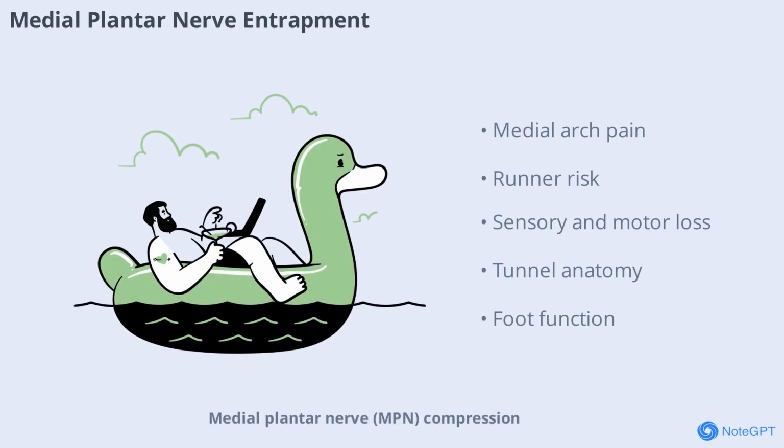Medial plantar nerve, MPN, compression commonly occurs near the navicular tuberosity, where the nerve passes through a tunnel formed by bone, soft tissue, and muscle. This condition is frequent in middle-aged runners, who often report aching or sharp pain in the medial arch of the foot during running. The MPN provides sensory and motor innervation to the sole and toes, making its entrapment particularly impactful on foot function.